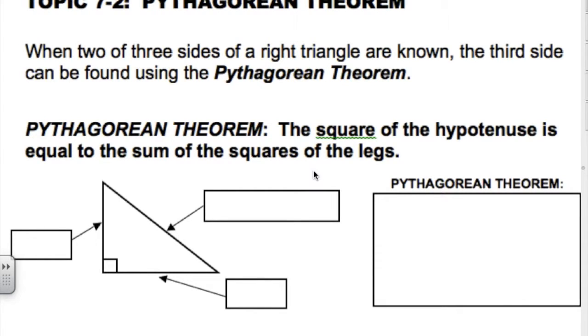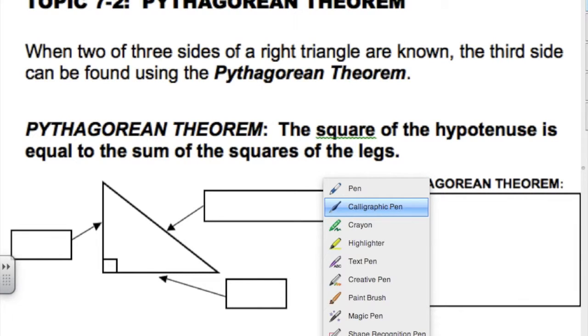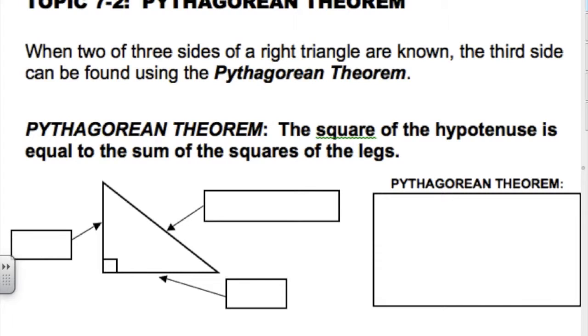We're going to talk about Pythagorean theorem today, and Pythagorean theorem is the most remembered theorem in all of geometry. It is a squared plus b squared equals c squared. You might also see it as c squared equals a squared plus b squared. Those mean the exact same thing.